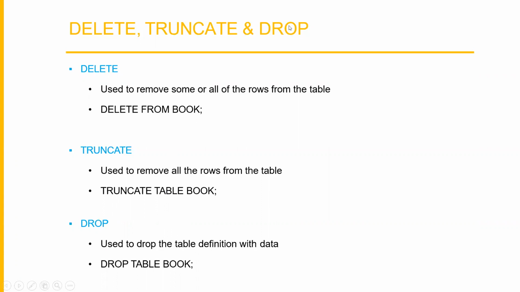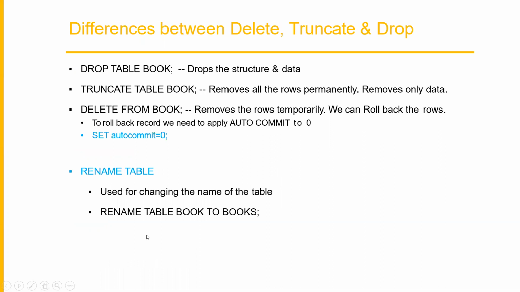So let's understand what drop is. What does drop do? When we use the drop command on a table, drop table name, it removes the entire table definition along with the data. Using delete or truncate, we can only remove the rows. Rows are the actual table data. The table data will be removed when you use delete or truncate. But when we use the drop command, the entire table structure itself will be deleted along with the data. So these are the three commands, and we'll see the differences now.